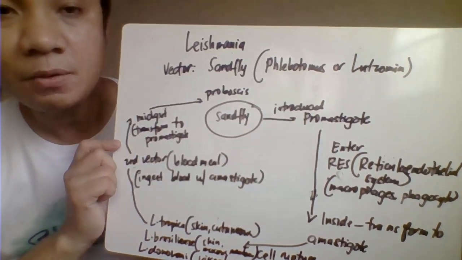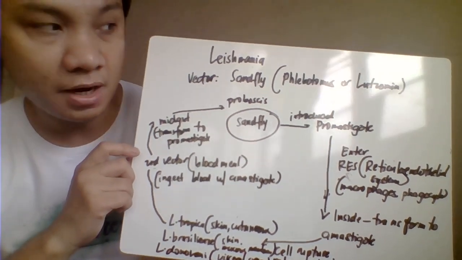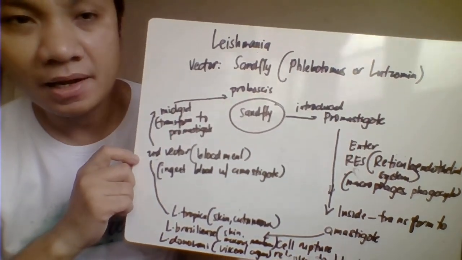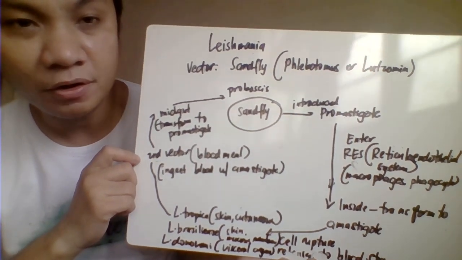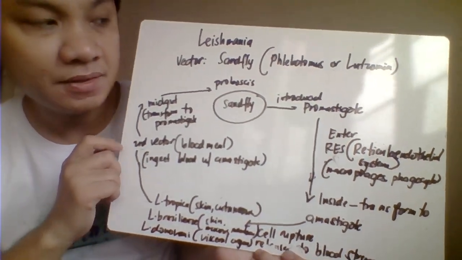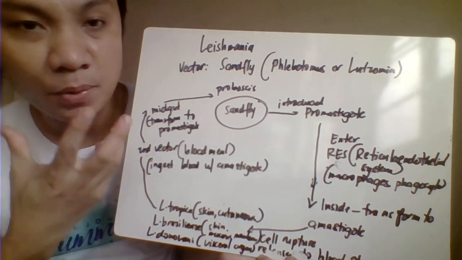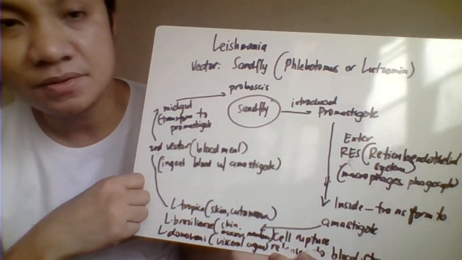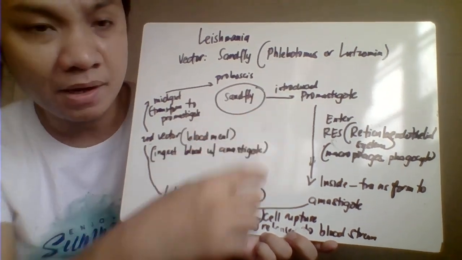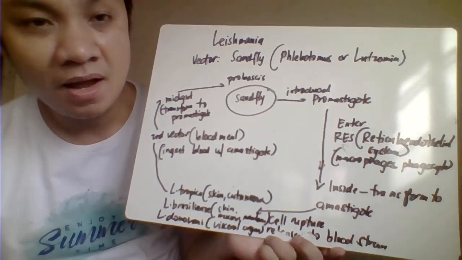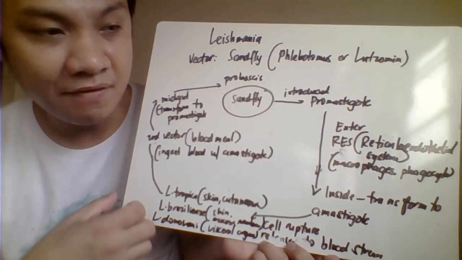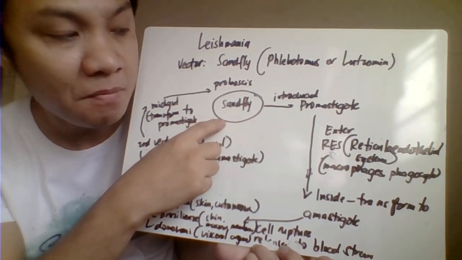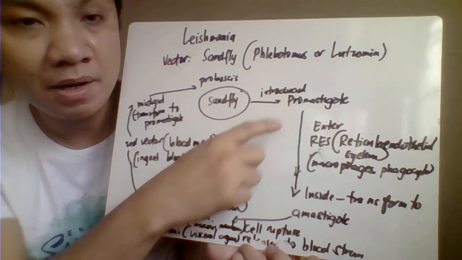Okay, so we start here with your vector. Again, the vector here would be your sandfly belonging to your genus, either Phlebotomus or Lutzomyia. The sandfly's proboscis contains the promastigote. So you get infected by the promastigote coming from the saliva of your vector. As this sandfly tries to bite the human, it tries to introduce the promastigote.